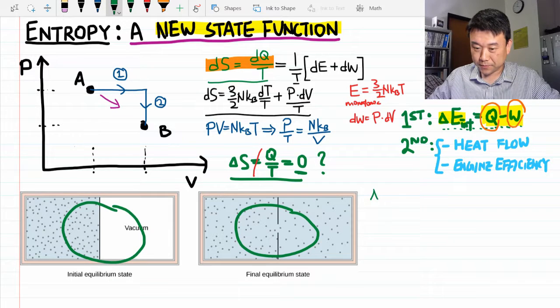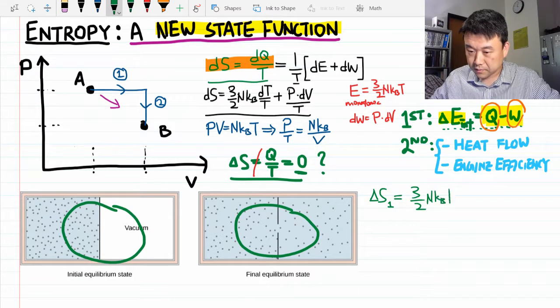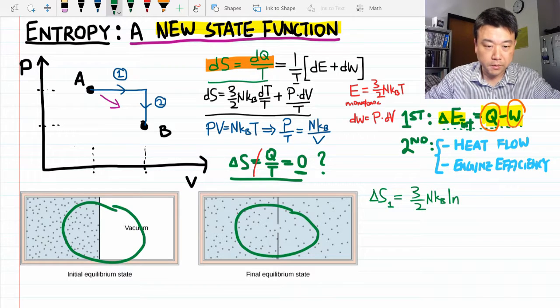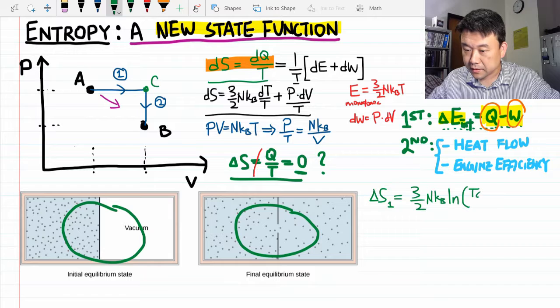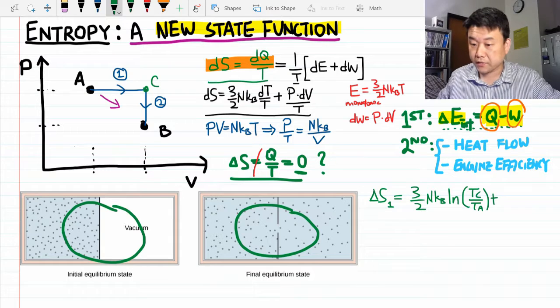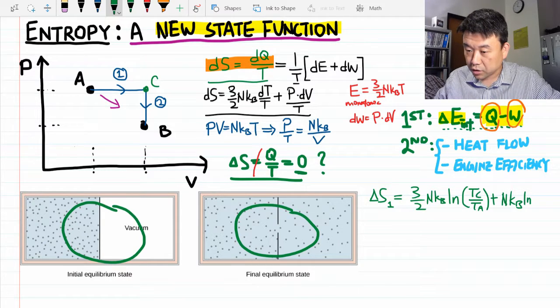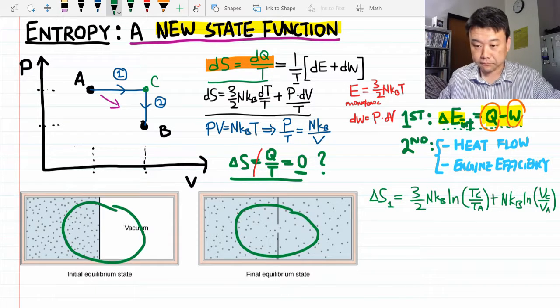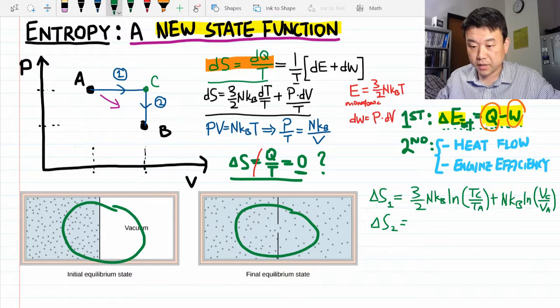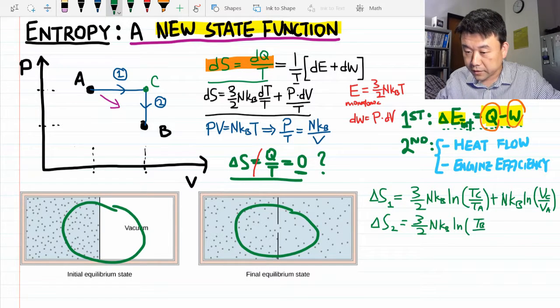So the change of entropy in process 1 is equal to, looking over, 3/2 nk natural log of, I need to label the point, let me call that C, Tc over Ta, plus there's a change of entropy associated with the change in volume, nk natural log of volume at C over volume at A. Alright, change in entropy in process 2: there's no change in volume, just change in temperature. 3/2 nk natural log of the final temperature over the initial temperature.